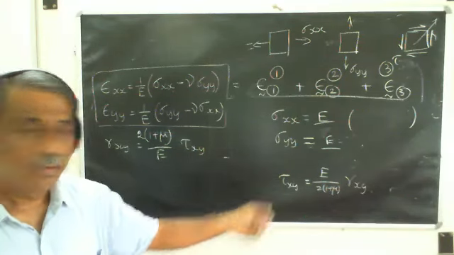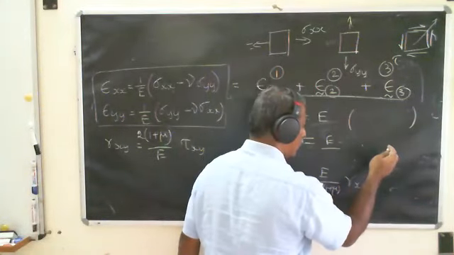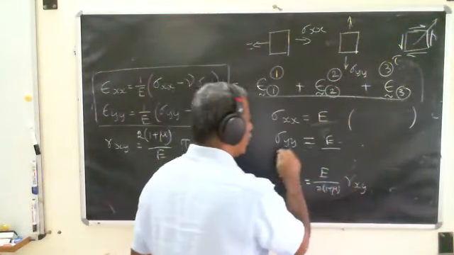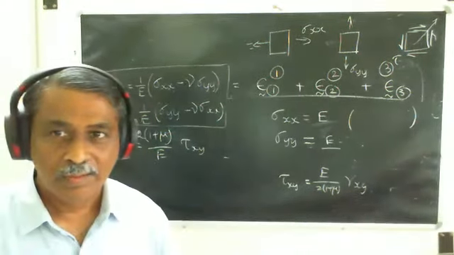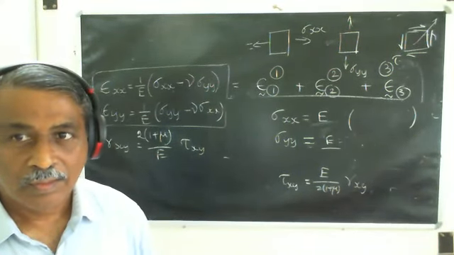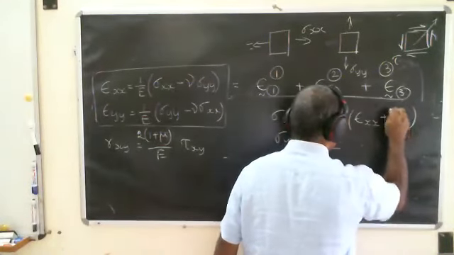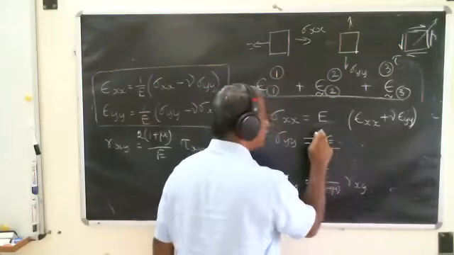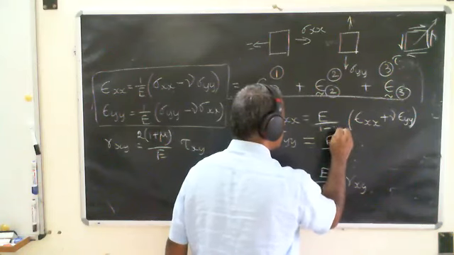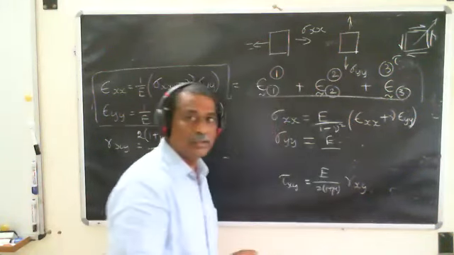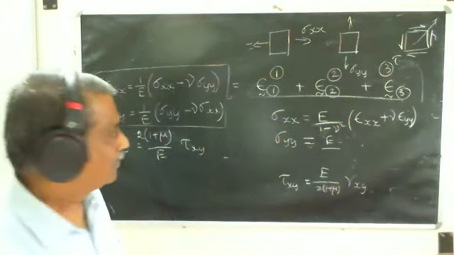E into epsilon xx plus nu epsilon yy divided by 1 minus nu square. Is that what you get? Epsilon xx plus nu epsilon yy, times E by 1 minus nu square. Is it 1 minus nu square? Yeah. So that's what I'll get.